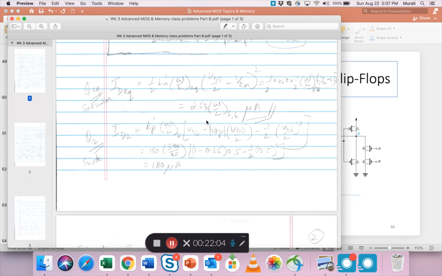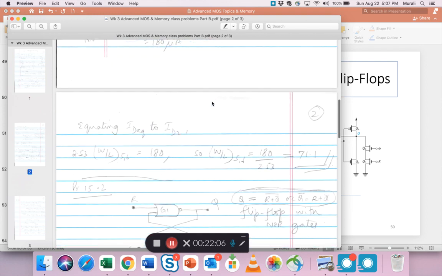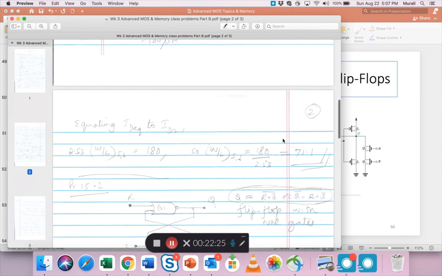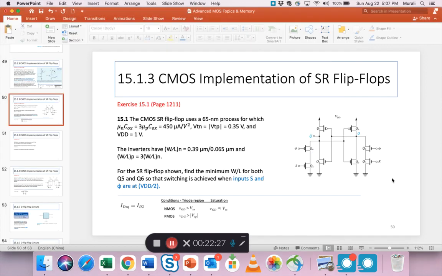So this 180 micro equals this. That gives us W by L as 71.1. So you notice that the W is much higher than the L in this case. In our previous cases, it was only 3 or 4 times, right? But here, it's a lot higher, 71.1. So that is an example. Make sure you understand what I did there, and you can follow along.